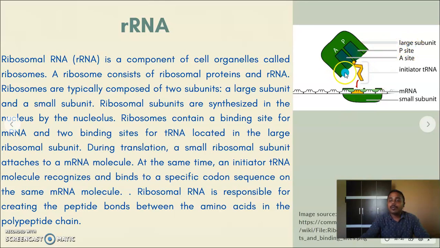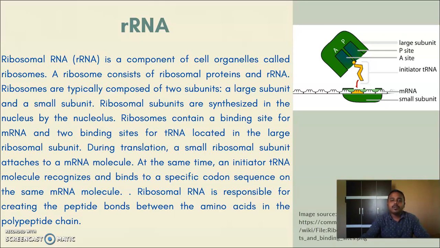Actually, there will be one more site, called the E site. So we can remember it easily by the short form APE. You would have seen a few movies related to this; try to correlate with that. A, P, E are the 3 sites where your mRNA is going to come and bind. So ribosomes contain a binding site for mRNA and 2 binding sites for tRNA, located in the larger ribosomal subunit.